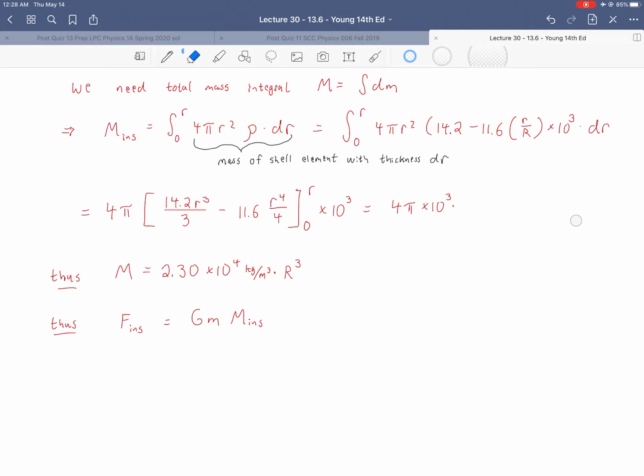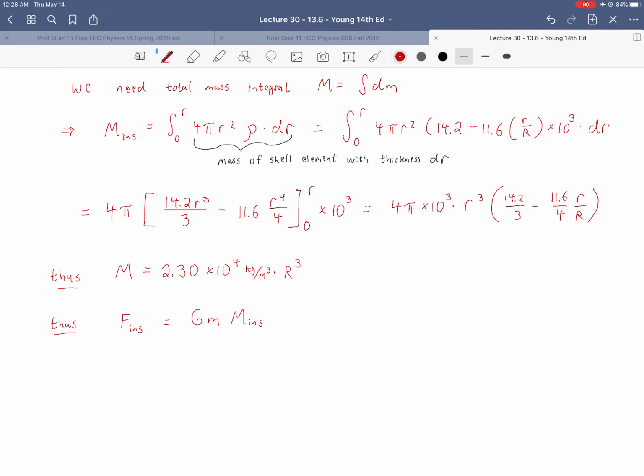And then, let's just clean this step up. So then what this will look like is r cubed. I'm just getting the correct form, okay? So, 14.2 over 3, and then minus 11.6 over 4, and then r over r.